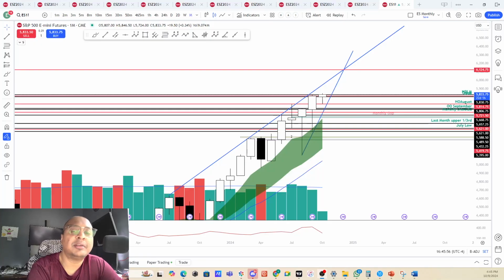Hello traders, welcome back to this evening session of Greenback Riders, and we will be talking about the support and resistance areas that we have for tomorrow being the 10th of October, and then we will look at what are the trading plans that are possible.